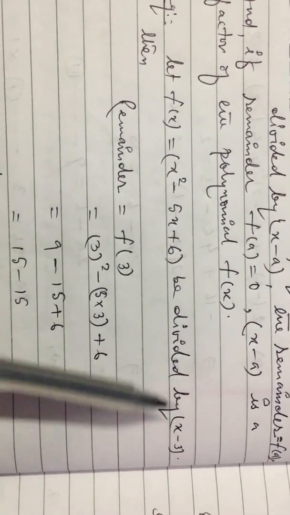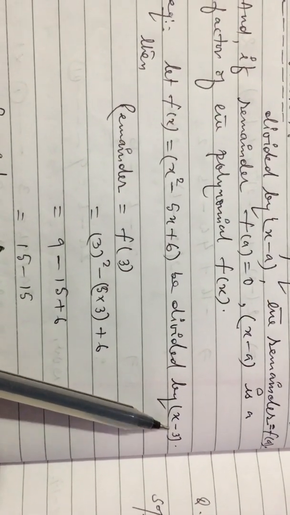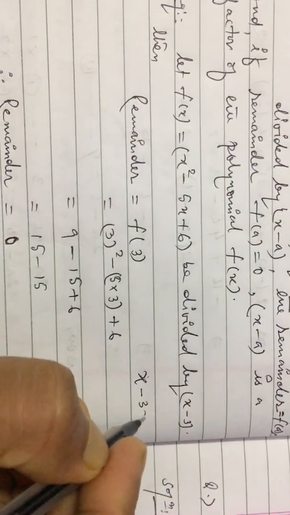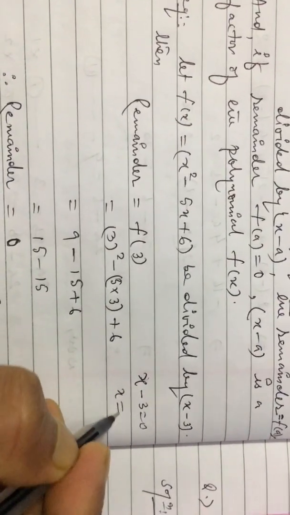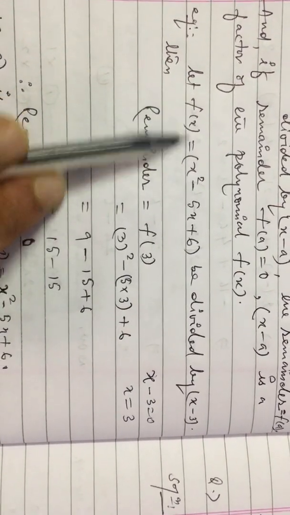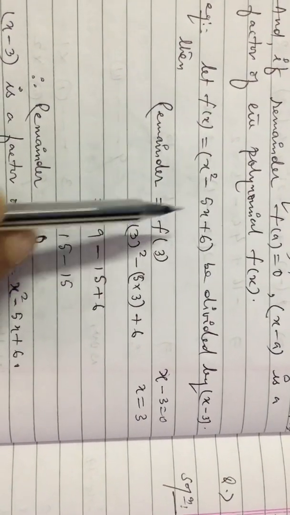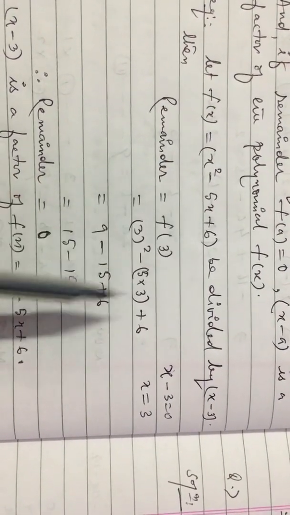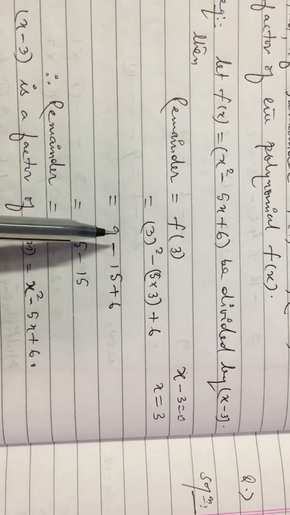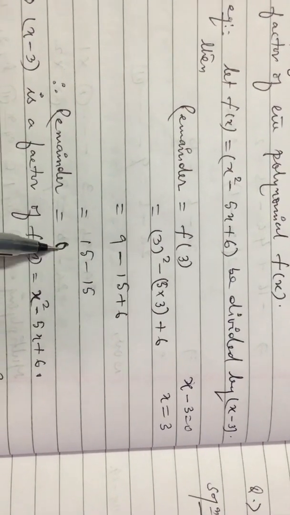For finding the remainder, find the zero of this, by equating it with 0. x minus 3 is equal to 0, therefore x is equal to plus 3. In f(x), instead of x we will put 3: 3 to the power 2 minus 5 into 3 plus 6. The square of 3 is 9, 5 threes are 15, so 9 minus 15 plus 6, that is minus 6 plus 6, that is 0.